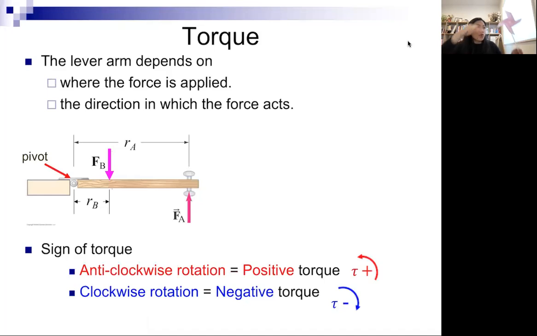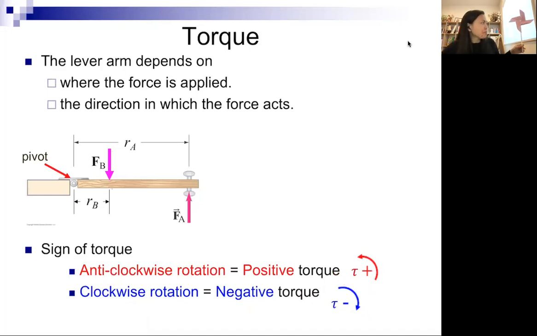So we've seen that the rotation can either be anti-clockwise or clockwise. And to distinguish between clockwise and anti-clockwise rotation, we use signs. Here we will use the convention where anti-clockwise rotation means positive torque. If your torque is positive, that means it will cause an anti-clockwise rotation. And if the torque is negative, that means it will cause a clockwise rotation.